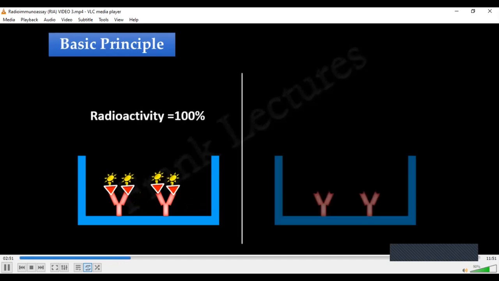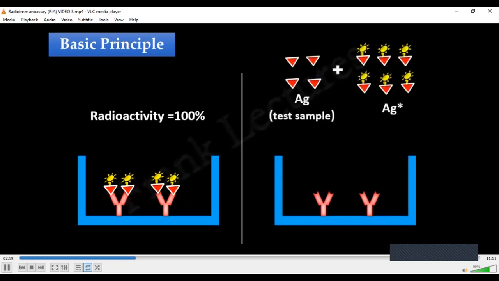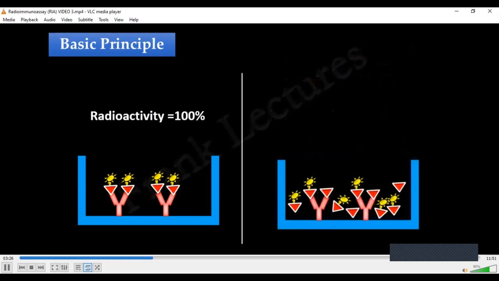Now in a second microtiter well, again we take the same amount of immobilized antibody. But this time, we add unlabeled antigens along with the previous, fixed amount of radio-labeled antigen. Note that antibodies present in the well has same affinity for both the labeled and unlabeled antigen, since both the antigens are same. Therefore, these antigens will compete with each other for the antigen binding sites. And now, some of the antigen binding sites will be occupied by the unlabeled antigen.